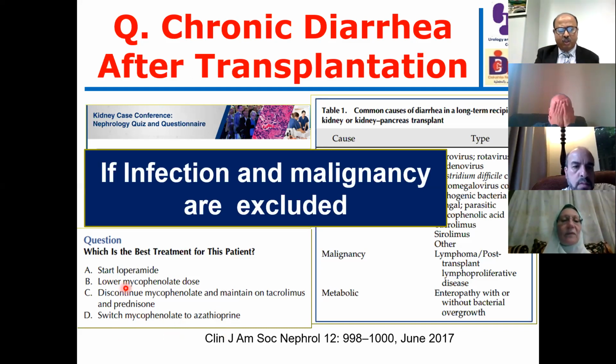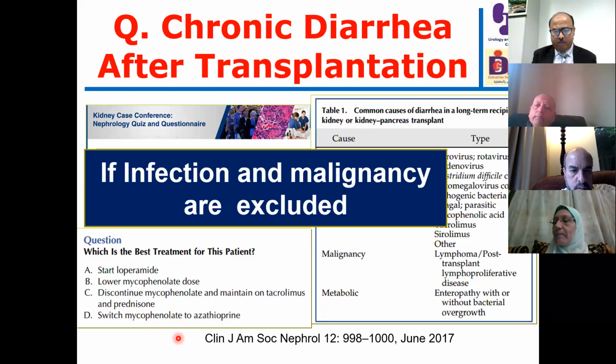The answer is we shouldn't start loperamide for infective diarrhea or for this diarrhea. Lowering the mycophenolate dose below 1 gram, or mycophenolate sodium below 720, is a risky business that may be associated with rejection. So if we increase the frequency, so instead of giving the drug twice a day, 4 times a day, divide the dose in 4 doses, or decreasing the dose down to 1 gram, below 1 gram it is risky. So we prefer to shift to another calcineurin inhibitor. So if we reduce MMF to 1 gram, the next step is to shift to another calcineurin inhibitor.